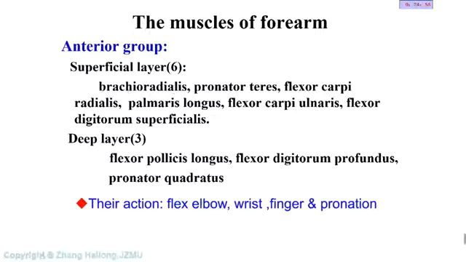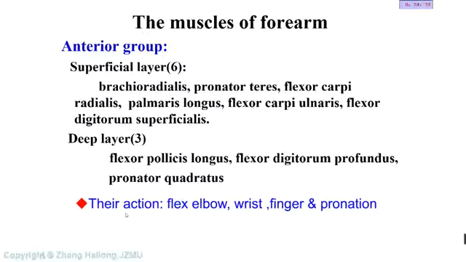Brachioradialis, pronator teres, flexor carpi radialis, palmaris longus, flexor carpi ulnaris, flexor digitorum superficialis, and the deep layer is flexor pollicis longus, flexor digitorum profundus, pronator quadratus. Okay, those are all the names of them.